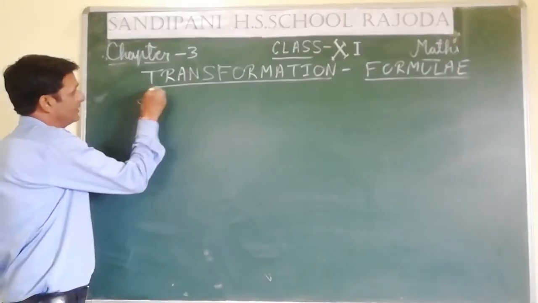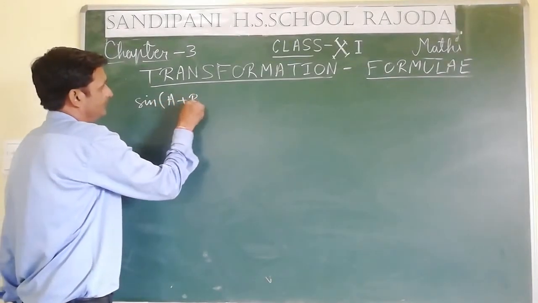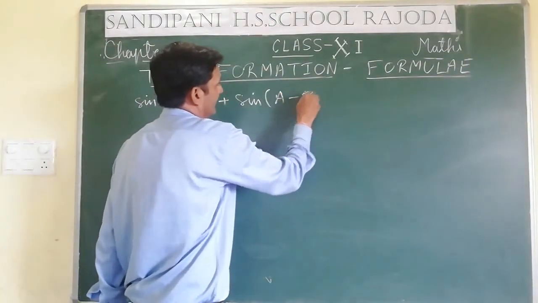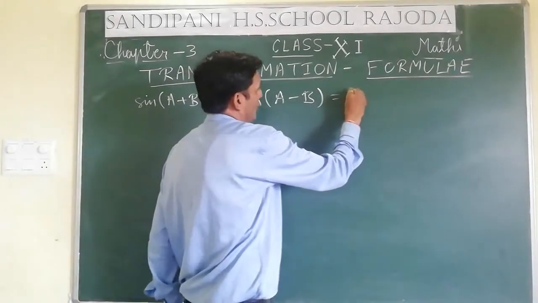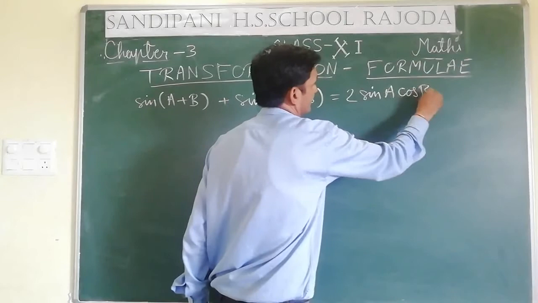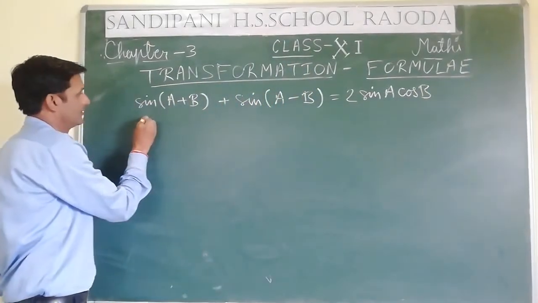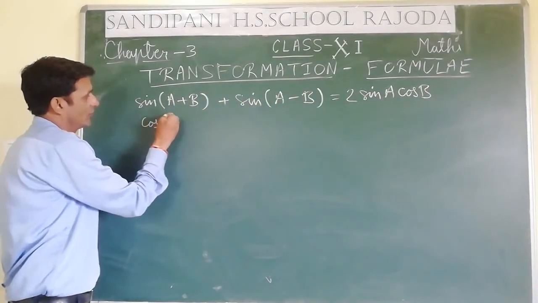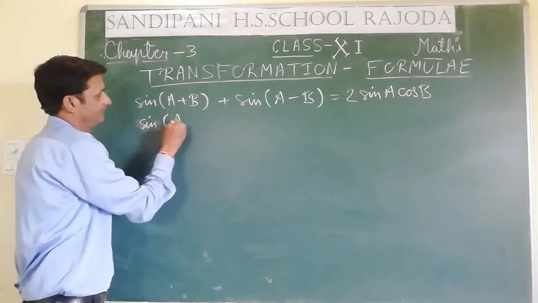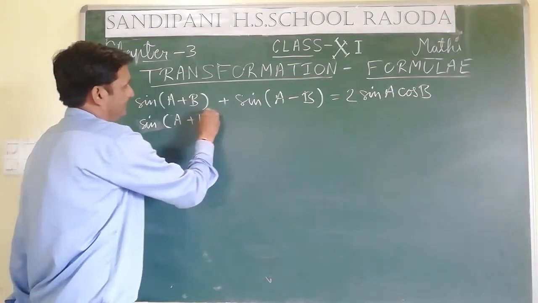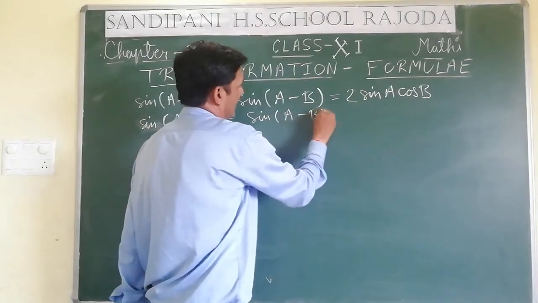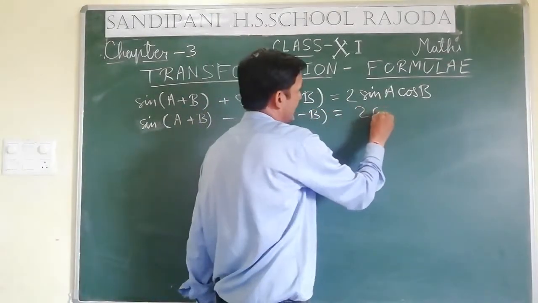Sin A plus B plus sin A minus B is equal to 2 sin A cos B. Sin A plus B minus sin A minus B is equal to 2 cos A sin B.